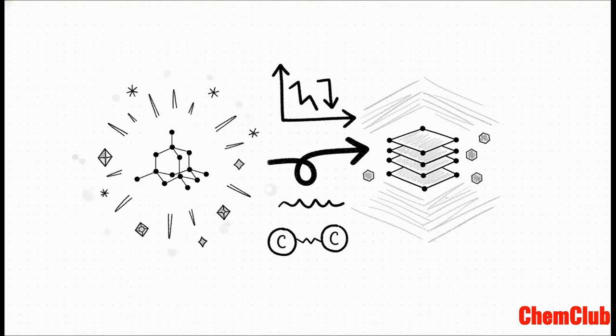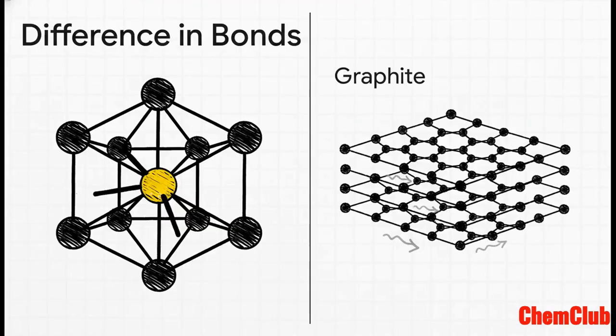Get ready for this. On the left, we have a diamond, the hardest substance we know of. On the right, we have graphite, the soft gray stuff inside your pencil. You'd think they couldn't be more different, but here's the mind-blowing part. They are both 100% pure carbon, the exact same atom. So what's the deal? It's not what it's made of, it's how it's put together.